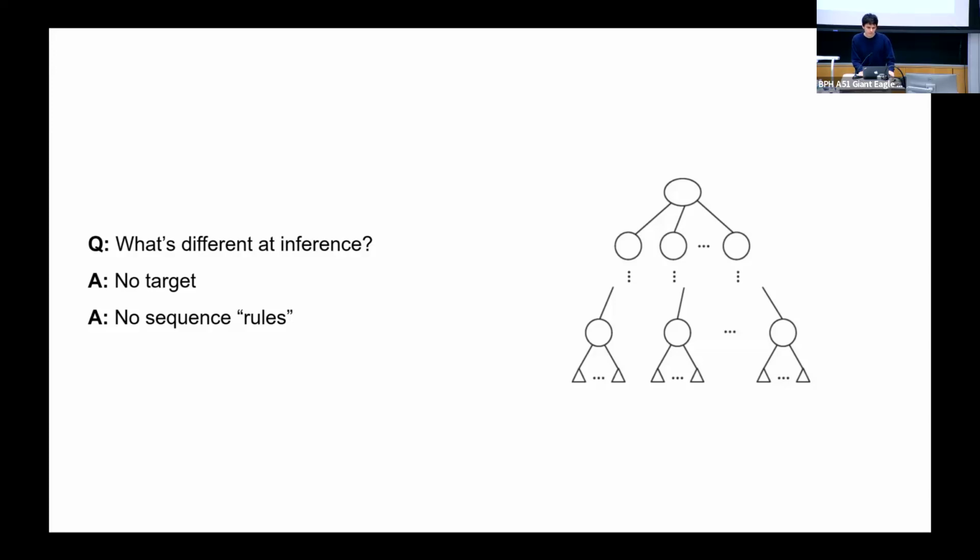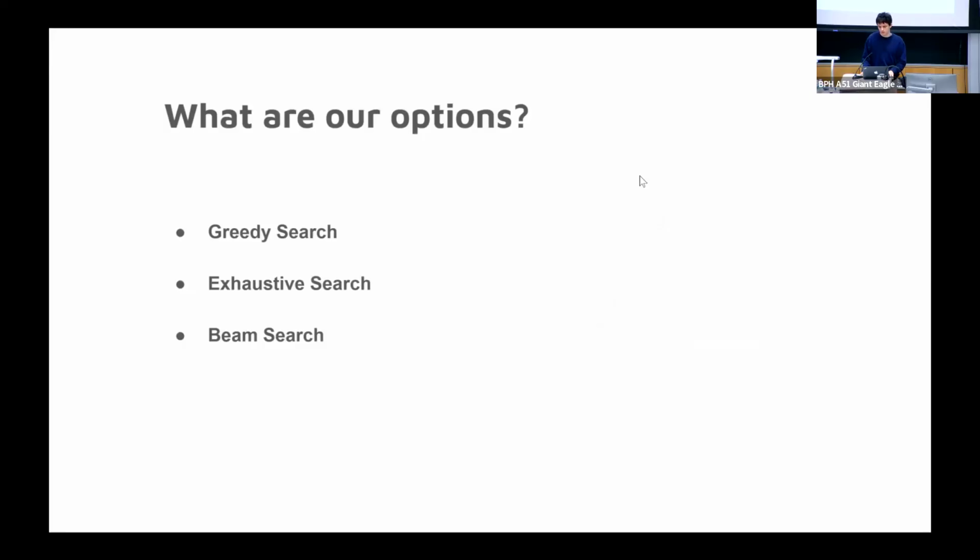Another thing is, because we don't have a target and we don't have these rules, we can't have a defined output space, like an output length, which means that our decision tree for all of our possible answers is going to be massive. So what are our options? There's a couple of options: greedy search, exhaustive search, and beam search.